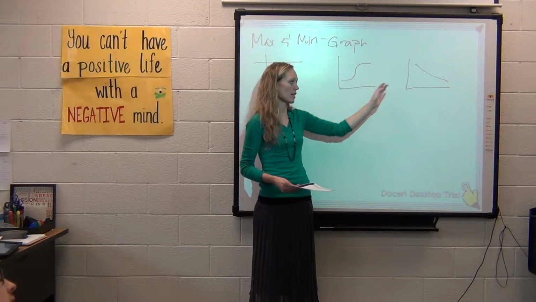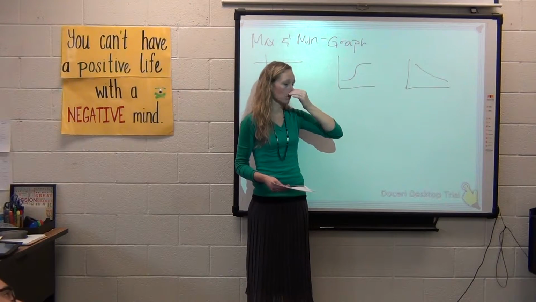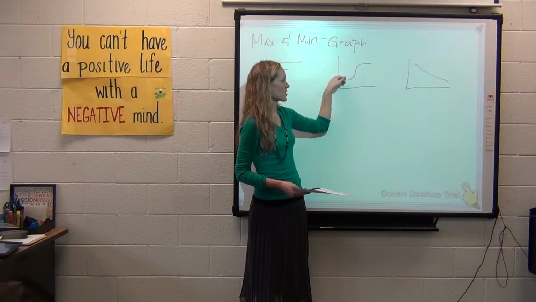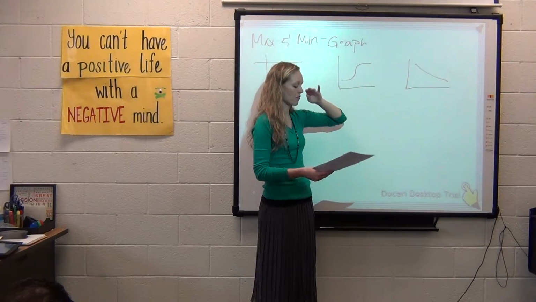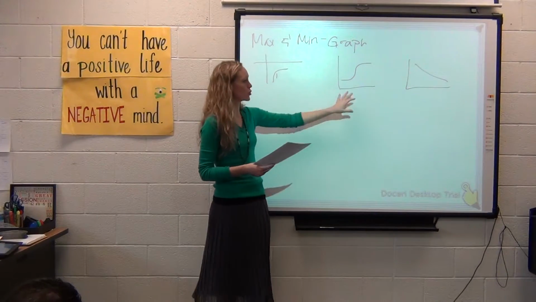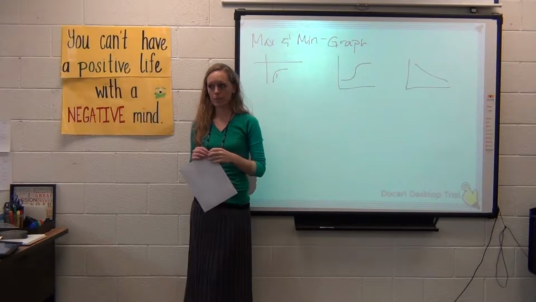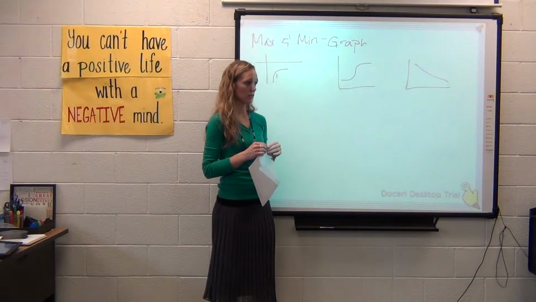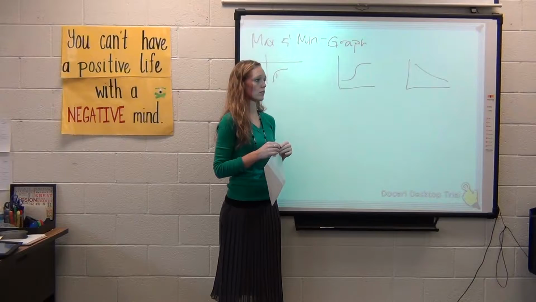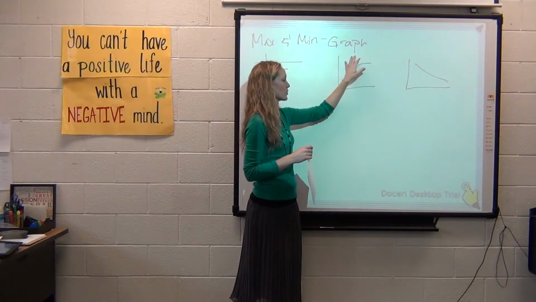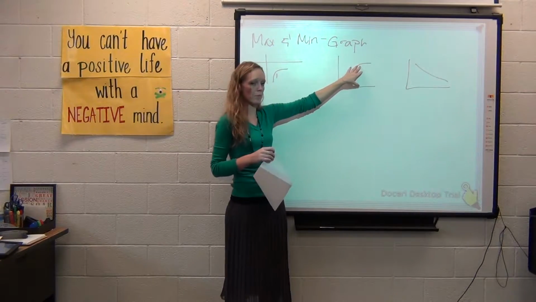Why do we know that these represent an increasing function? They're above the x-axis. The first derivative is positive. Which of these shows a function that would be concave up? The middle one. Why? Because the second derivative is positive. Because the derivative of this graph would be positive.